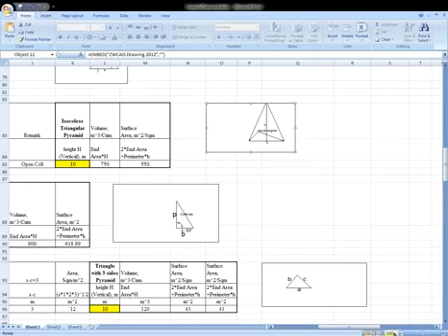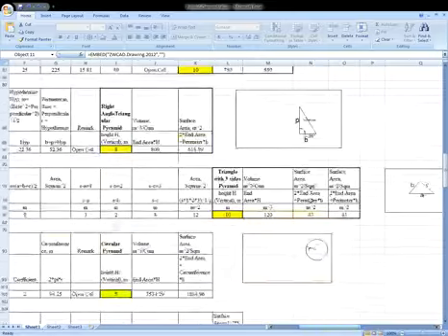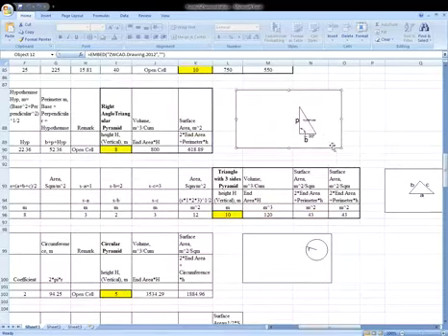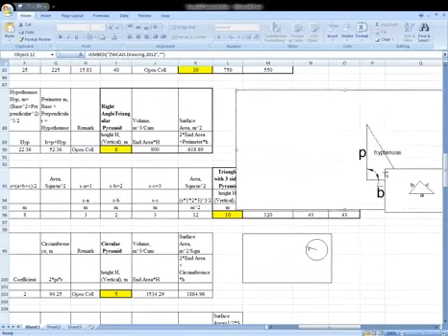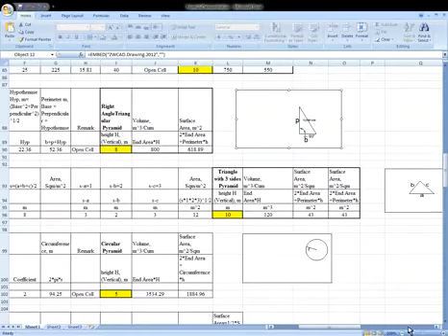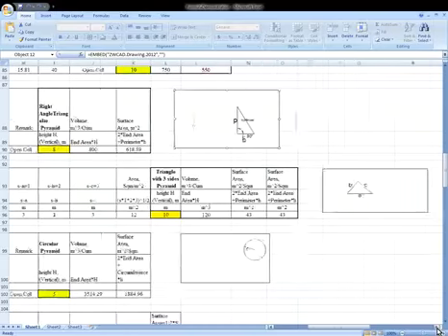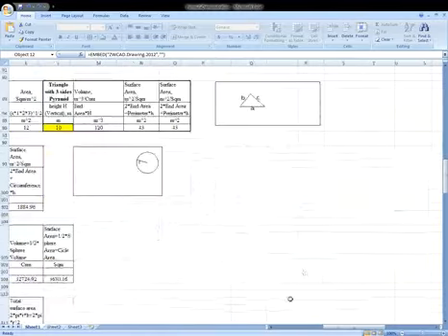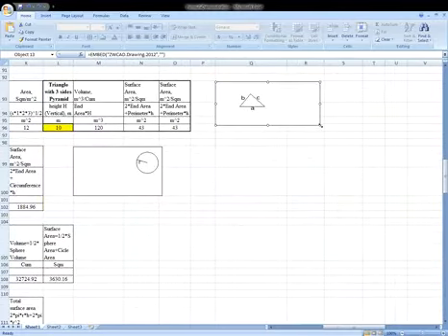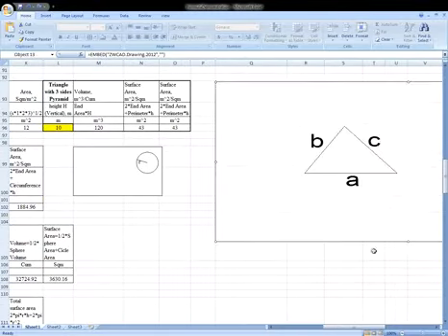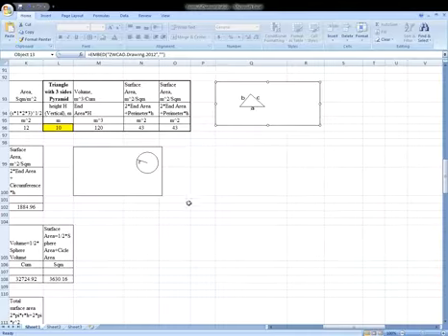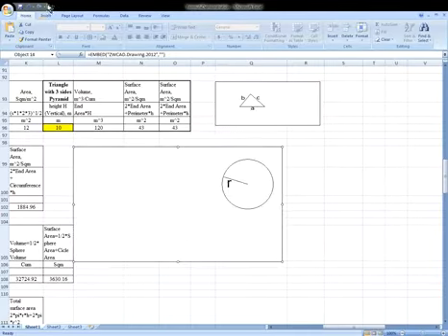And then this is right angle triangle here. You can see it clearly. This is the hypotenuse, this is base, and this is perpendicular. And then we have another one, where three sides are given, A, B, C, and we have this triangle dimension again. This is circle, r is radius, and this is circle.